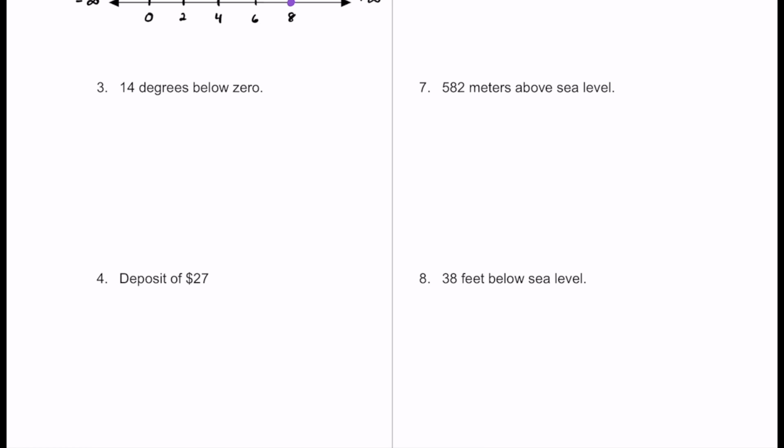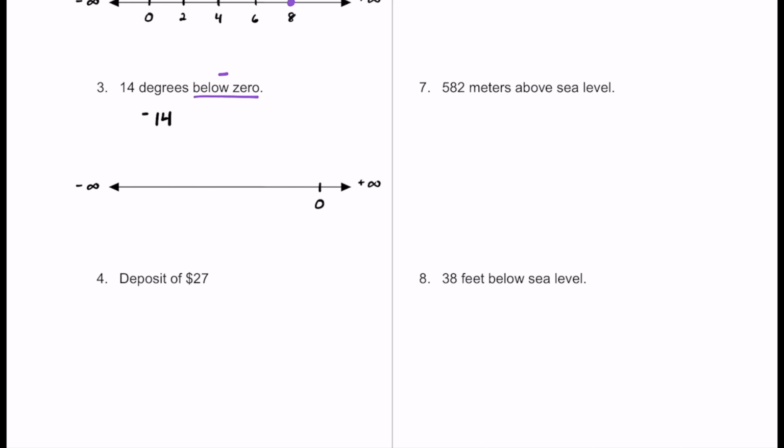For number 3, we have 14 degrees below 0. Now below 0 is different than above 0, so that's actually going to be negative because it's going to be colder. For this integer, we're going to say it's going to be negative 14, or the opposite of 14. Since we're dealing with a negative integer, this negative 14, let's put 0 all the way to the right side.